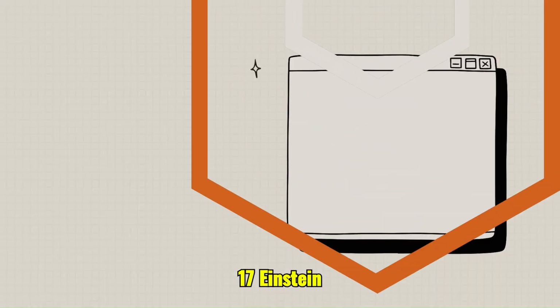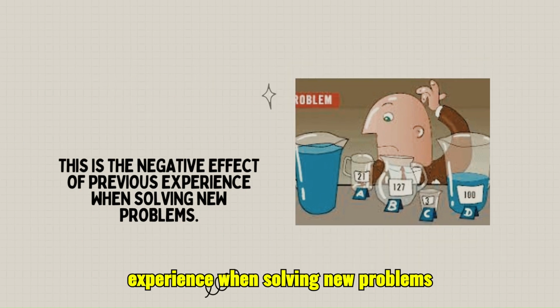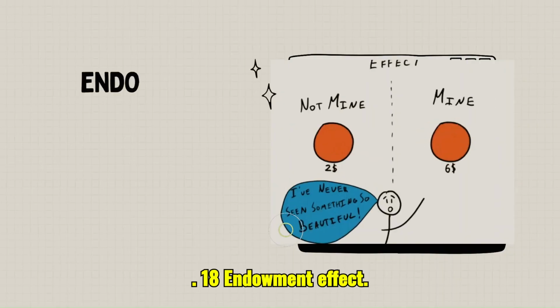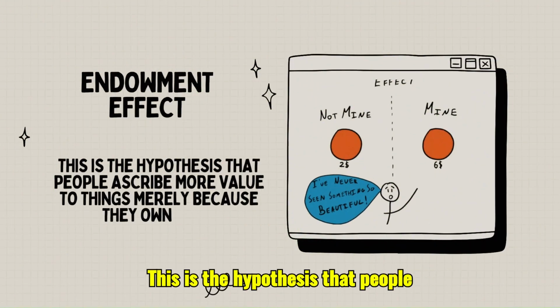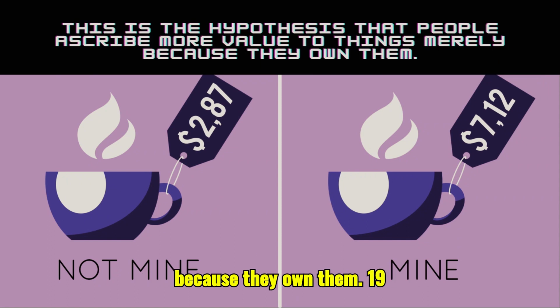17. Einstellung effect. This is the negative effect of previous experience when solving new problems. 18. Endowment effect. This is the hypothesis that people ascribe more value to things merely because they own them.